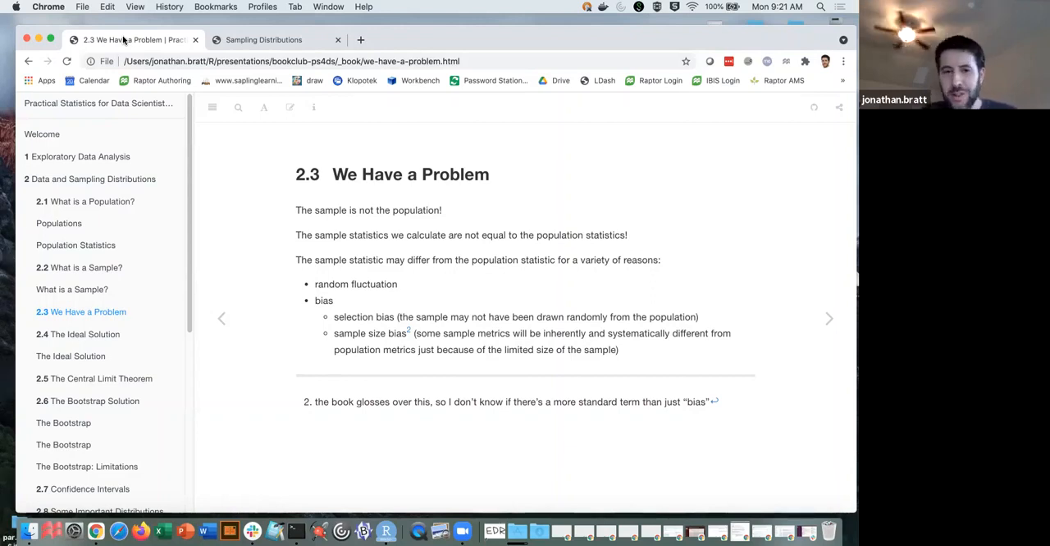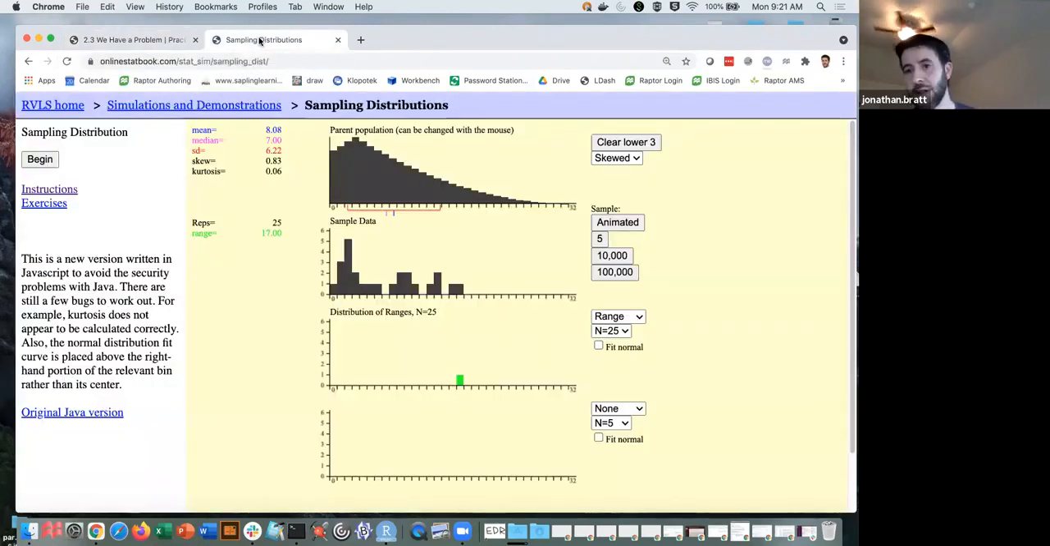The book hardly mentions it, and it glosses over sample size bias. But I think this is important to understand. This is a bias for particular metrics, not because we have a selection bias. We have a completely random sample, but just because our sample is smaller than the population, there's a bias. For example, if the metric we care about is the range, and I draw a sample from the population, the range of my sample is always going to be less than or equal to the range of the population. That's by the nature of what range means.